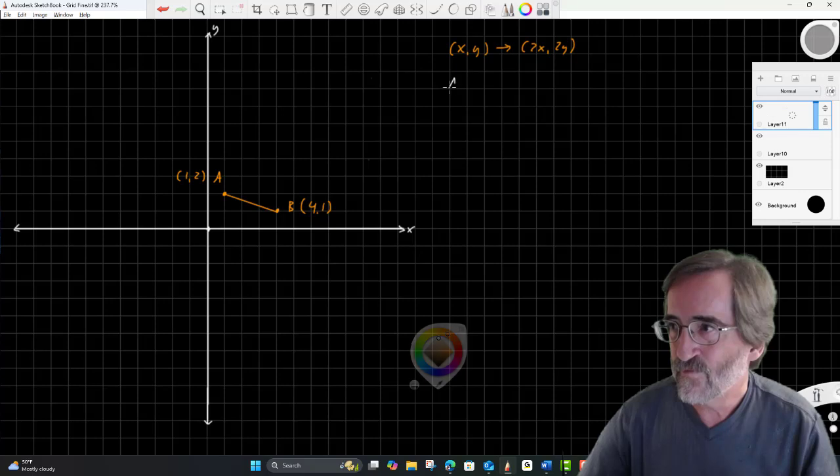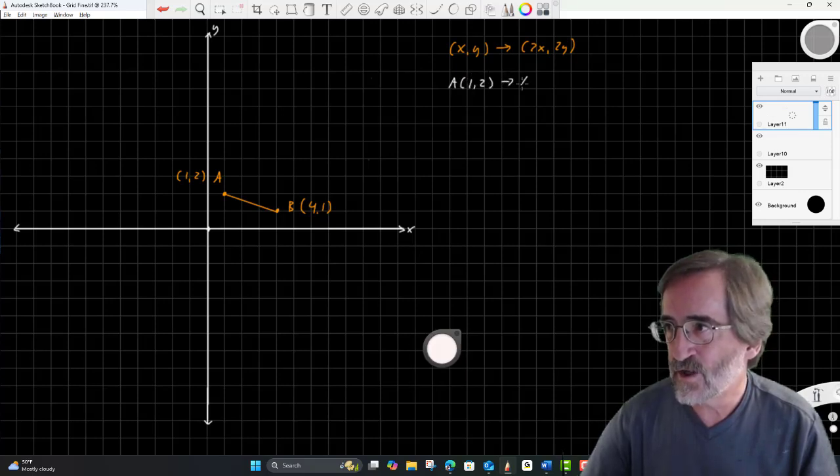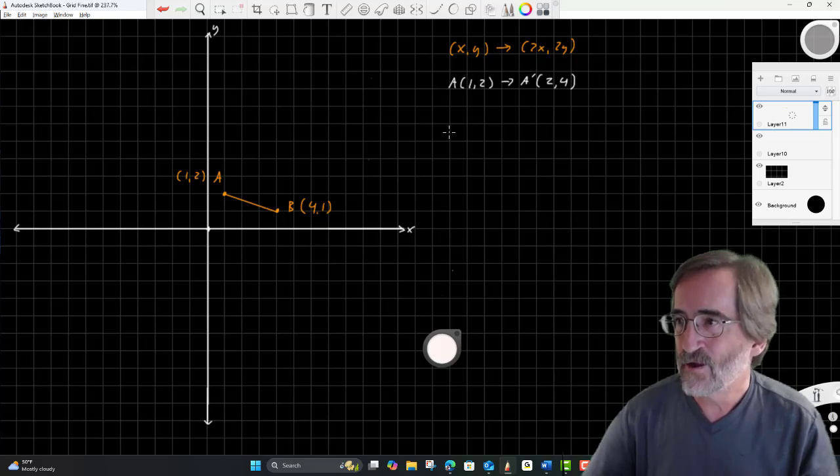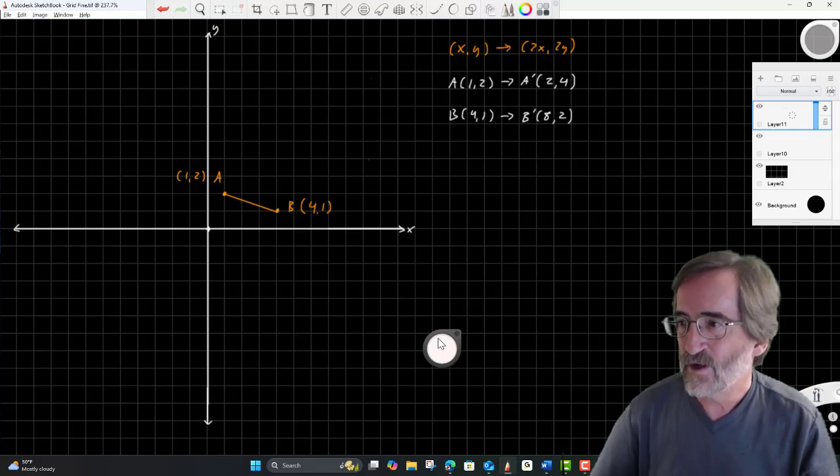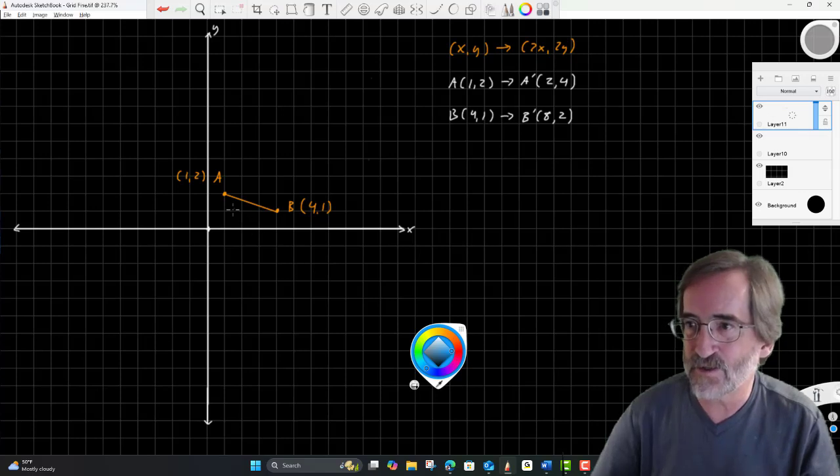So A is 1, 2. So A prime is going to be 2 times 1 and 2 times 2. 2, 4. B is 4, 1. So B prime is going to be 2 times 4, 8, and 2 times 1, 2. And let's go ahead and plot those. And let's see what properties we notice here.